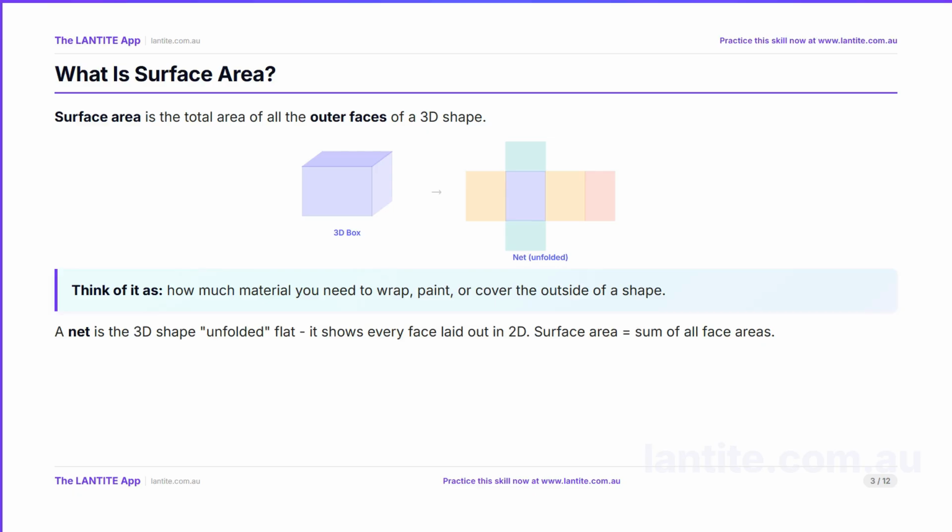Surface area is the total area of all the outer faces of a three-dimensional shape. Imagine you can unfold a box and lay it flat. That flat shape is called a net. The surface area is simply the sum of the areas of all the faces in the net. In real life, surface area tells you how much paint you need for a wall, how much wrapping paper for a gift, or how much cardboard to make a box.